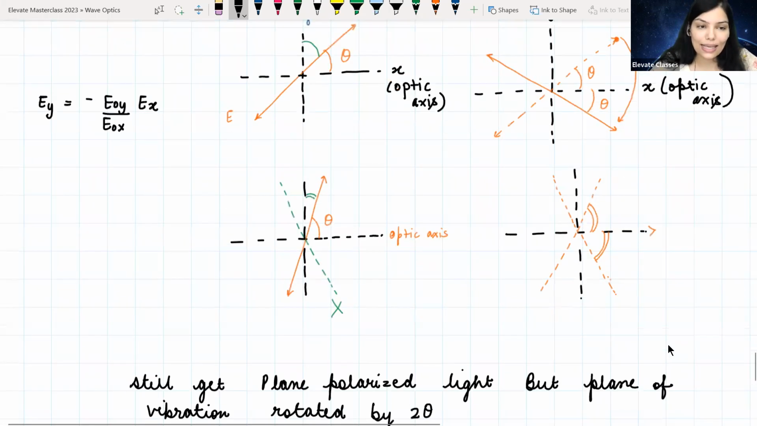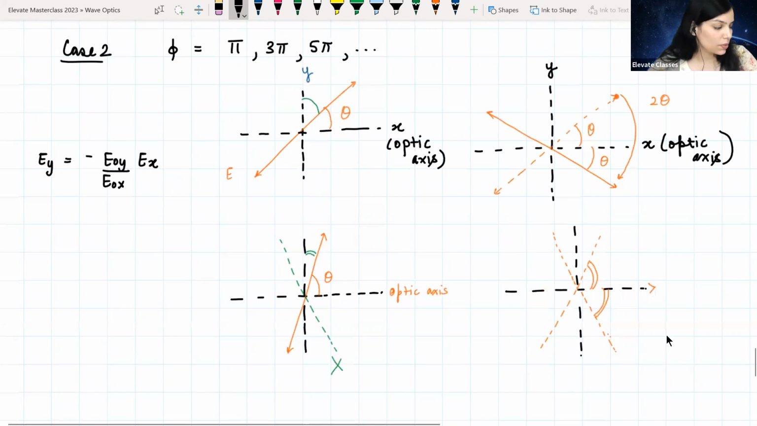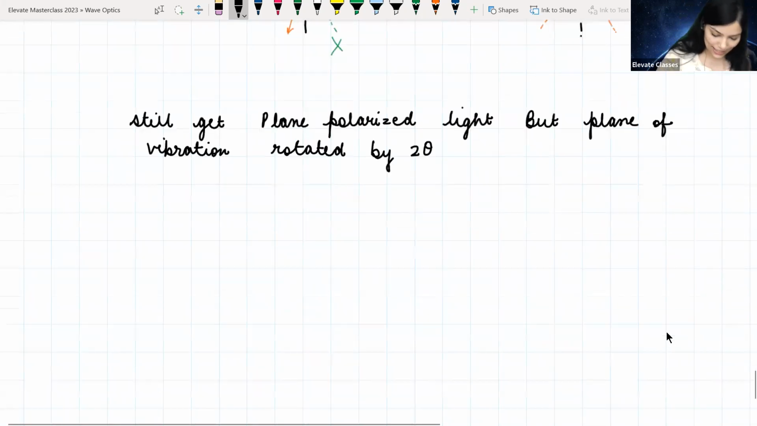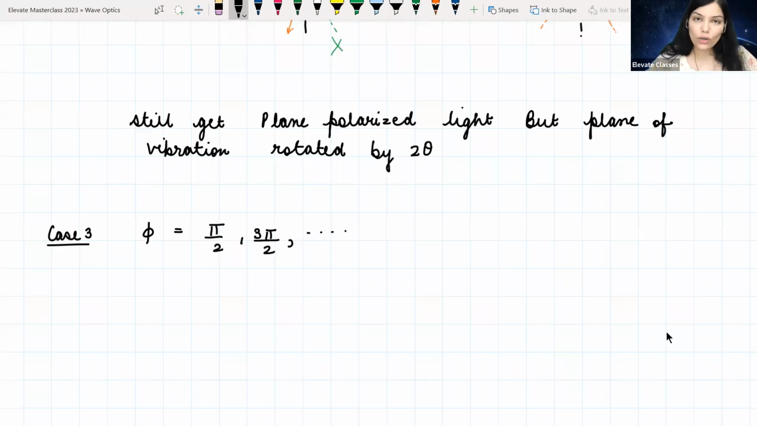Okay, so this is the case when I introduce phi as pi or 3 pi or 5 pi. Now the next case could be that I introduce phi as pi by 2 or 3 pi by 2 and like that. So case number 3 can be that the phase difference I introduce is pi by 2, 3 pi by 2, and so on. So what is this? This is a quarter wave plate. I will write about the half wave plate and quarter wave plate in the next class also.